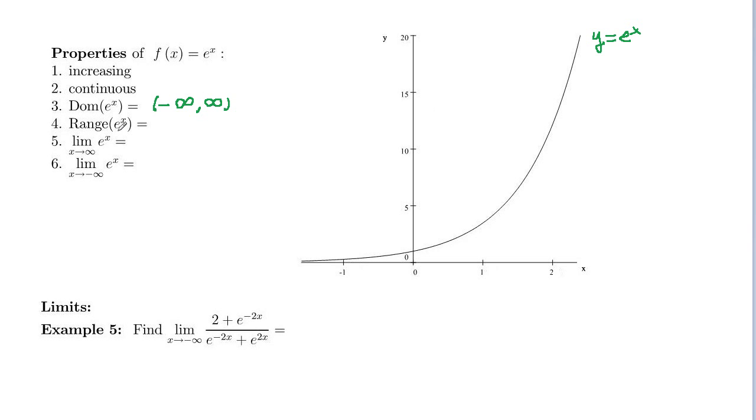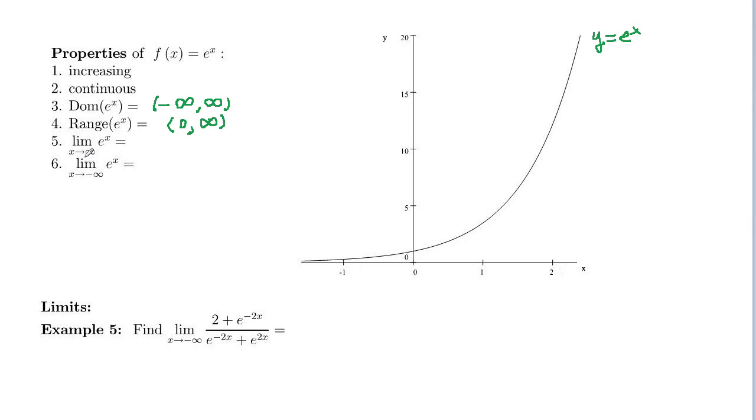And then the range of e to the x, this is a positive base. It doesn't matter what power you take it to, it's always going to be greater than 0. And you can see that this graph is all above the x-axis here. So your range is just going to be from 0 to infinity. So positive y values for our range.